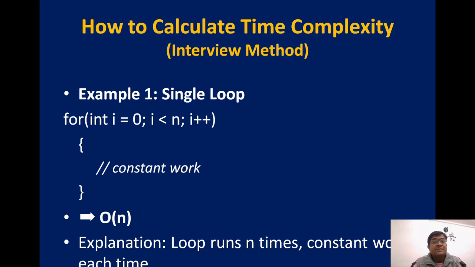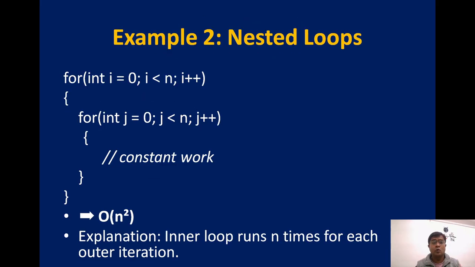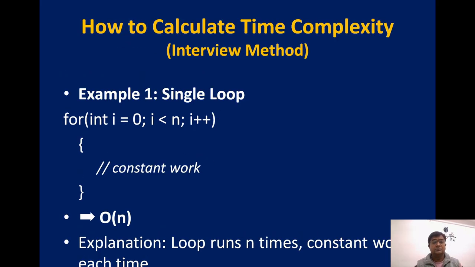How to calculate this time complexity if it's asked in an interview? Example one: if you have a single loop, for int i equal to 0, i is less than n, i plus plus, then this loop is doing constant work, and the time complexity is O of n. The explanation is that this loop runs, and a constant work is being done each time.